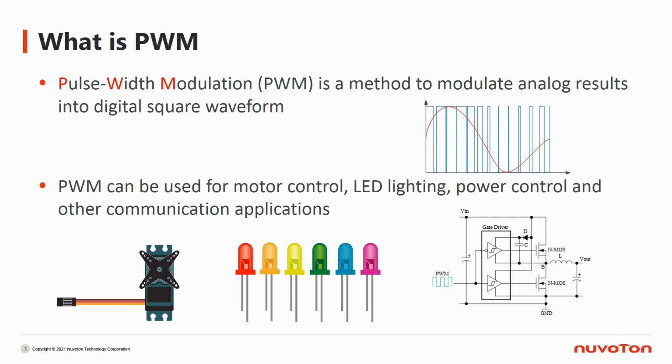PWM makes it by providing different level of energy in a unit of time. For example, when controlling the auto motor, if we give 100% of energy in a unit of time, it will run in 100% speed. If we give 60% of energy in a unit of time, it will run in 60% speed. Therefore, by PWM, we can control the levels of applications like auto motor speed or LED lighting.